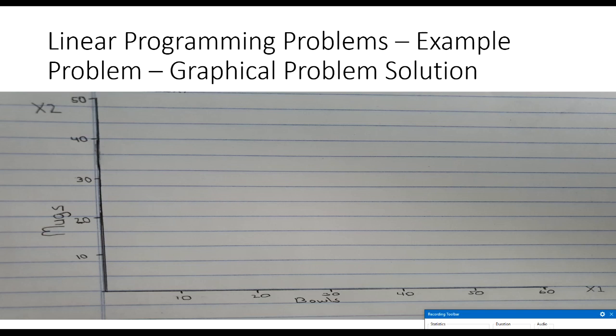What this graph represents is every point on this graph. So 10 bowls, 0 mugs. 10 bowls, 10 mugs. 20 bowls, 30 mugs. Each of those points represents a production choice. That is what you're choosing. Those numbers are how many bowls and how many mugs you are going to choose to produce.